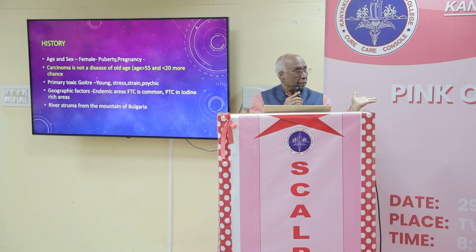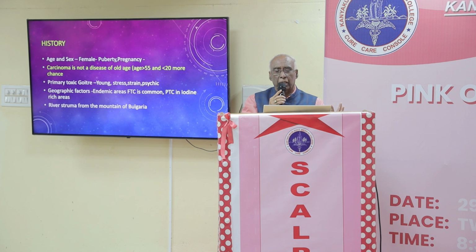Then as you have mentioned, primary toxic goiter, usually in young people with the stress of puberty or maybe pregnancy, strain, sometimes they will come with psychic manifestations. Geographic factors are there in the history. Endemic areas, I don't know if Nagercoil is endemic or not. Yes? Likely to be, because in Kerala all the districts are endemic.